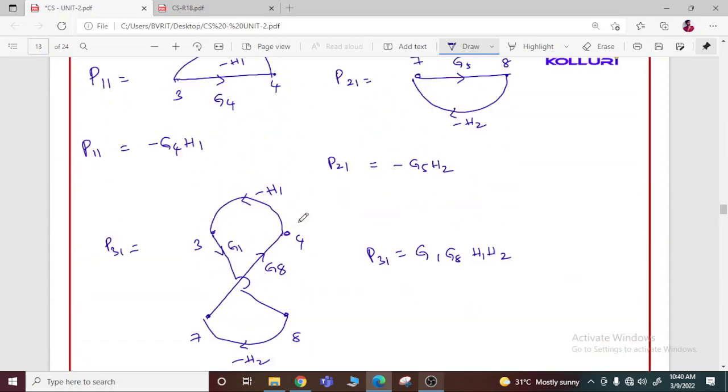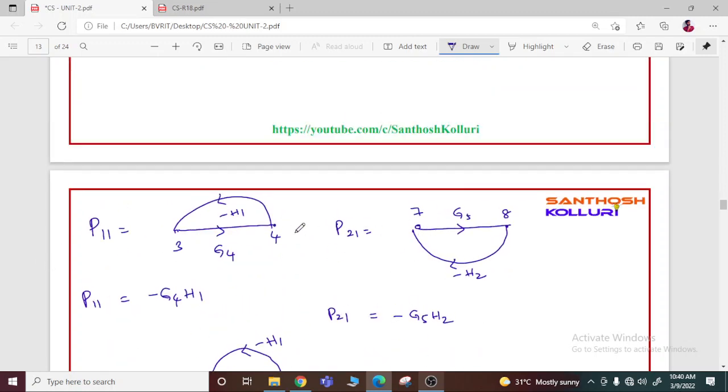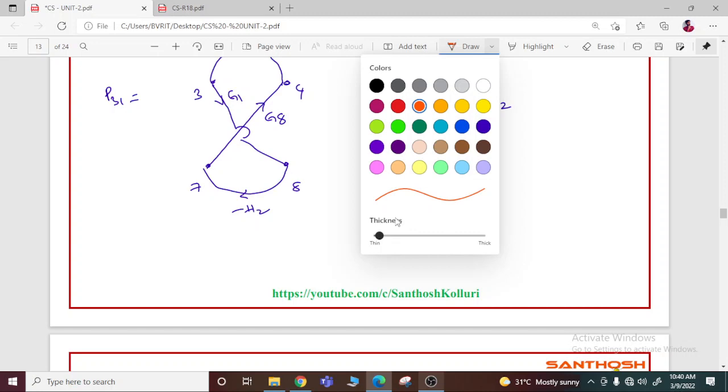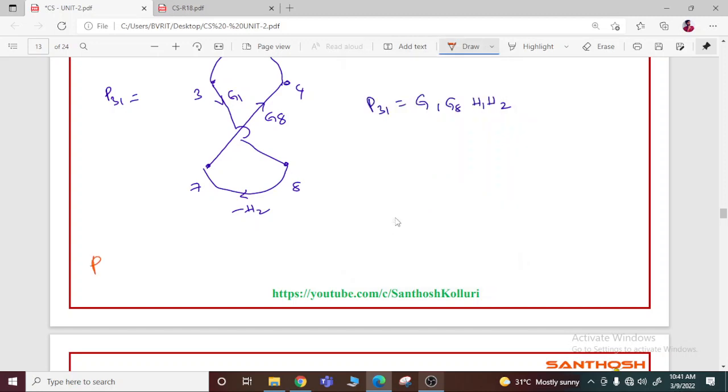So, two non-touching loop gains are there. These two loops are non-touching with each other, P11 and P21. So, non-touching loop gains are written as the gain product of two non-touching loops. P12 can be written as P11 as well as P21, which is nothing but minus G4H1 into minus G5H2. So, resultant is G4 G5 H1 H2.